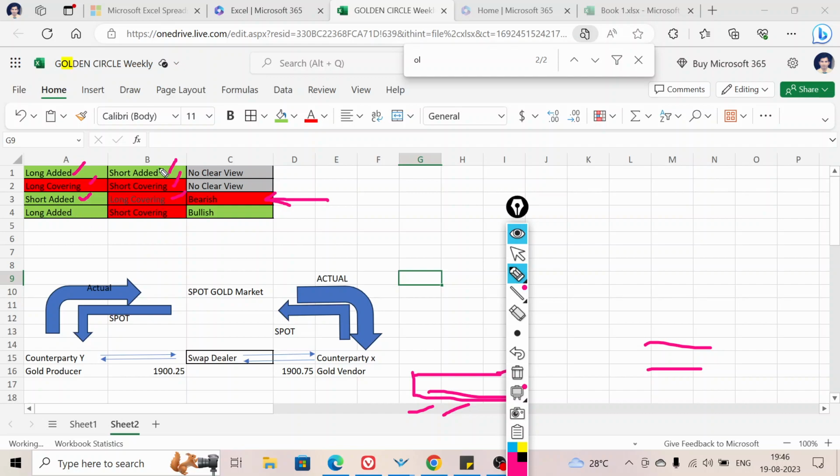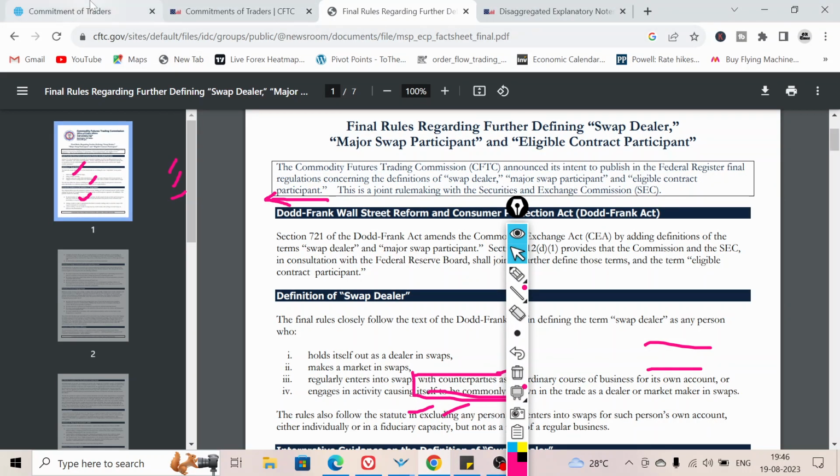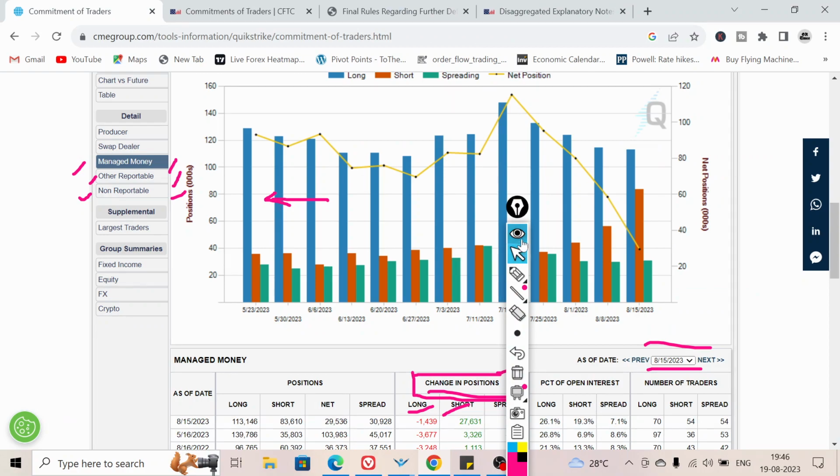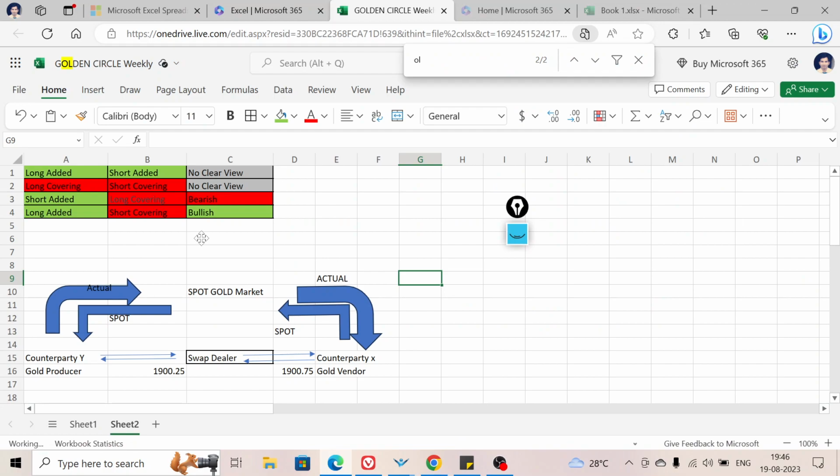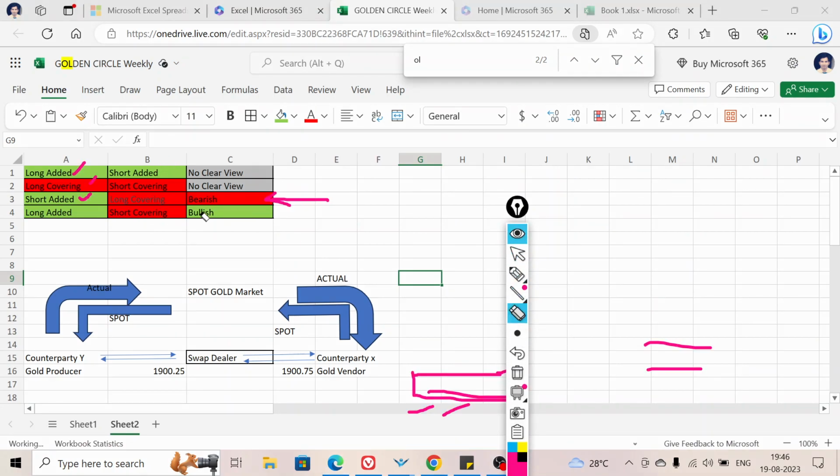This is the recent scenario in the COT report. Let me show you: short added, long covering. As you can see, they added in the short, these green numbers, and they are covering, or you can say decreasing, the long. So this is a bearish sentiment. And the other one right over here: when they add in the long and start covering their short, this generates a bullish sentiment.